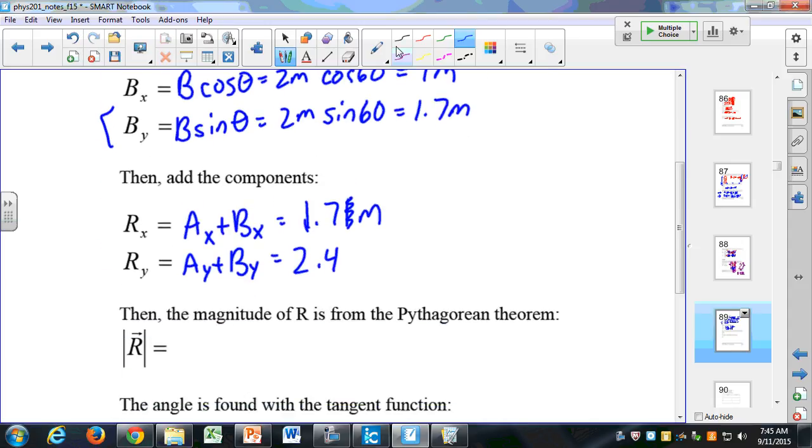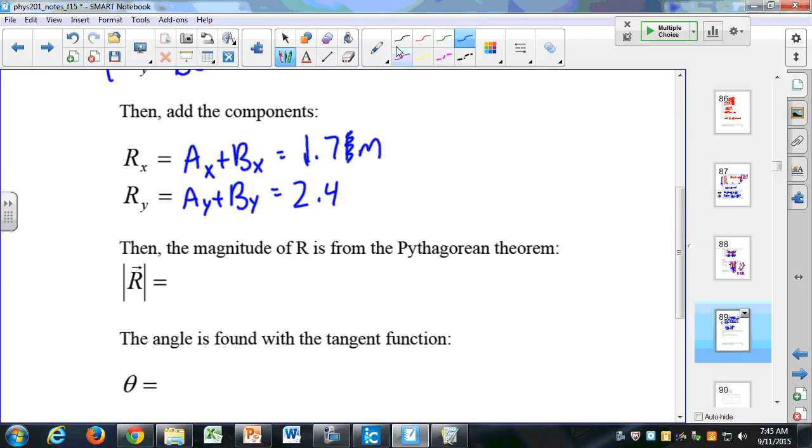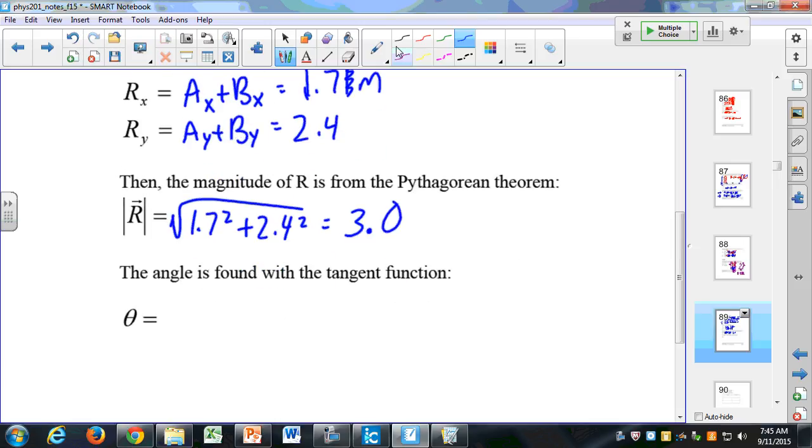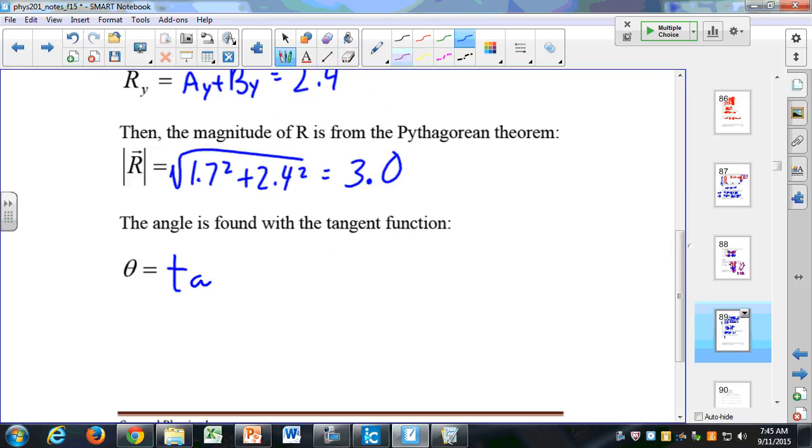All right. And then I have those vectors. I can just do the Pythagorean theorem. That's going to be 3.0. And then if I want to know the angle, I use the tan function, or the inverse tangent function, of Ry over Rx. That's the opposite over the adjacent. And that works out to be 55 degrees above the x-axis.